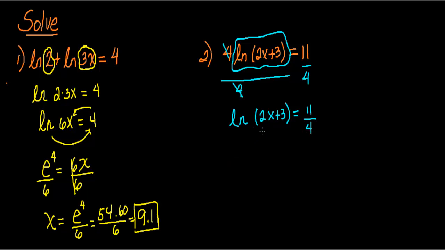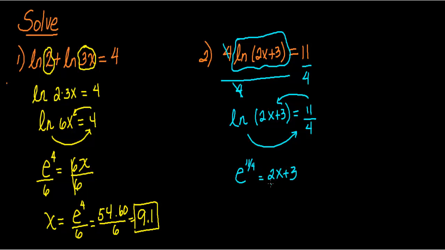I have to turn this into exponential form. So how do I do that? Well, remember there's a base e here. I raise e to the 11/4 power, and that will equal 2x plus 3. So I'm going to write e to the 11/4 power is equal to 2x plus 3.